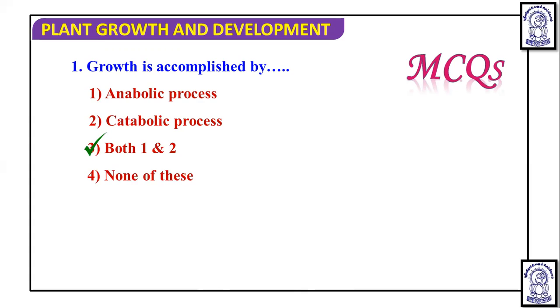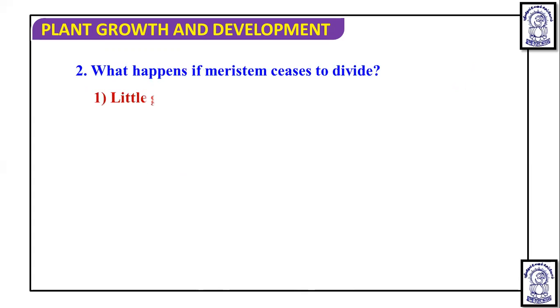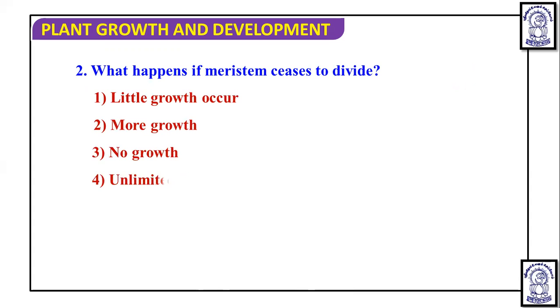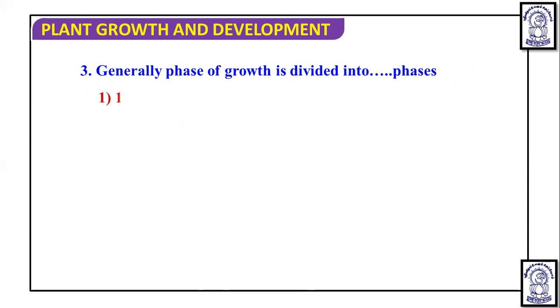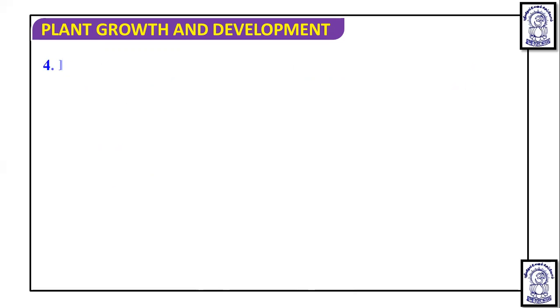So if we talk about some MCQs: growth is accomplished by both one and two, that is, anabolic and catabolic processes. Both are required. What happens if meristematic cells stop dividing? Obviously, no growth will be observed. Growth will stop. Generally, the phases of growth are divided into three: the meristematic, elongation and maturation zones.